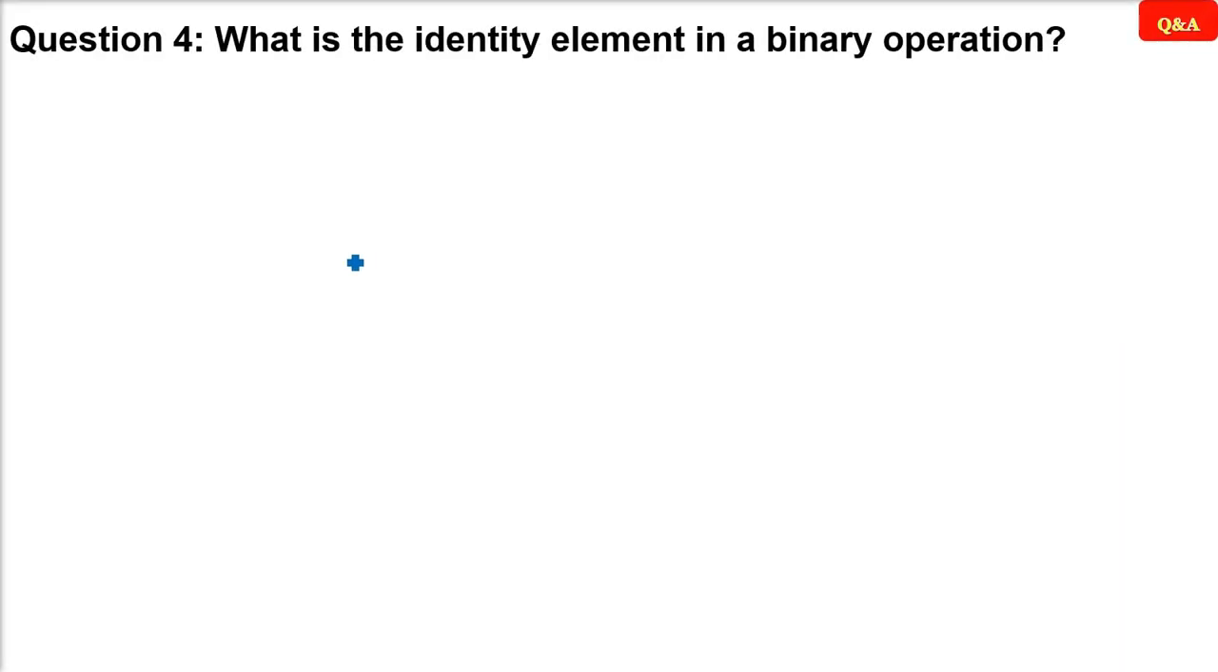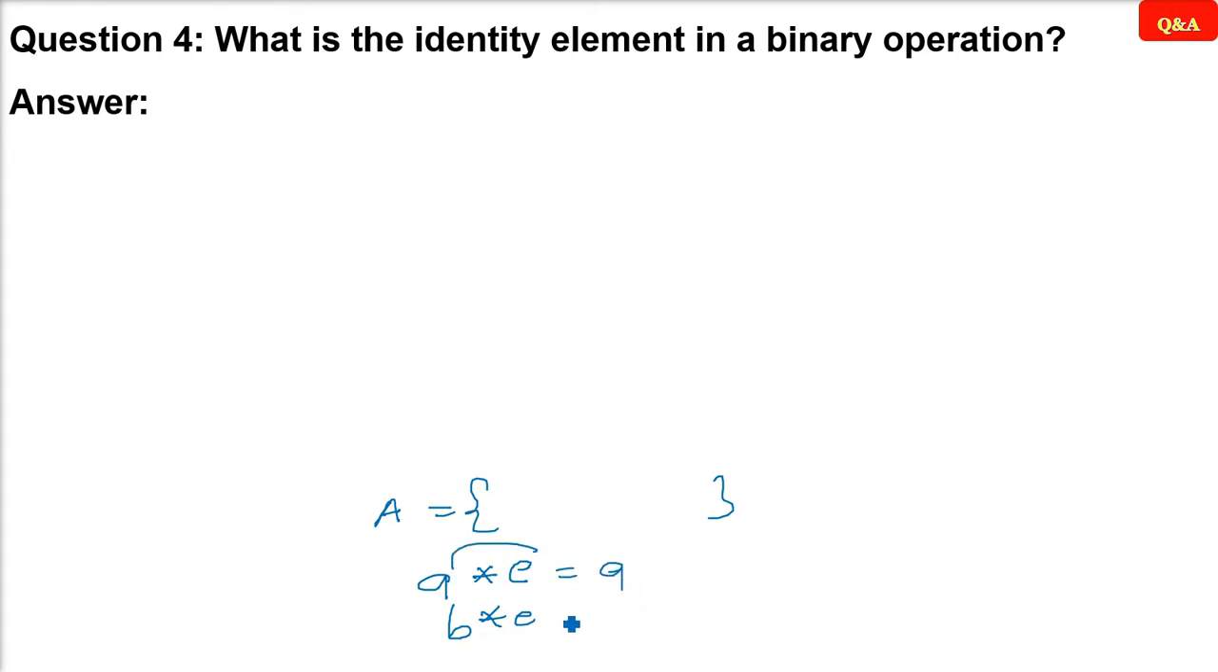What is the identity element in a binary operation? The identity element is that value from the set which, when we operate it with a certain value, that value should come back. Say a set is A. We have picked some value A or B from the set, and E is the identity element. When we apply it, A should come, B should come. That is, the same value should come back, or there will be no change to the actual value when it is operated with the identity element. The identity element is like a mirror. It will show the same value.